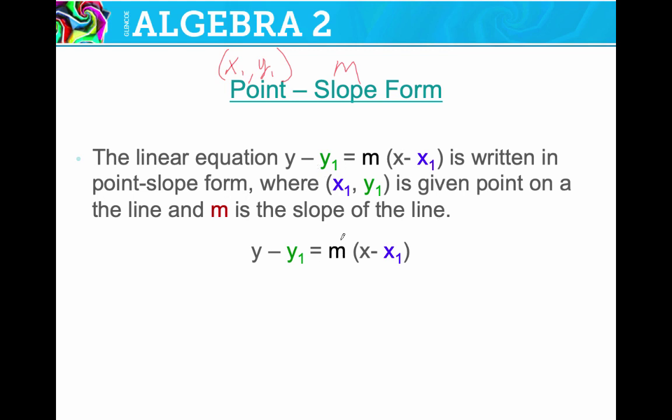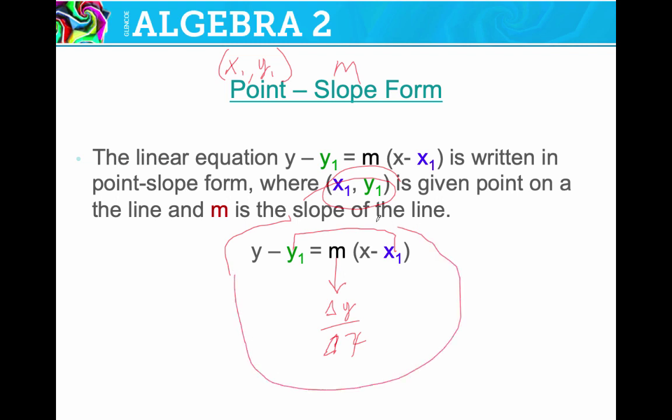So we read this as the change in y over the change in x, and then this (x1, y1) is the point that it's going through. That's the point that it's going through. So this is what you need for your notes on the point slope form.